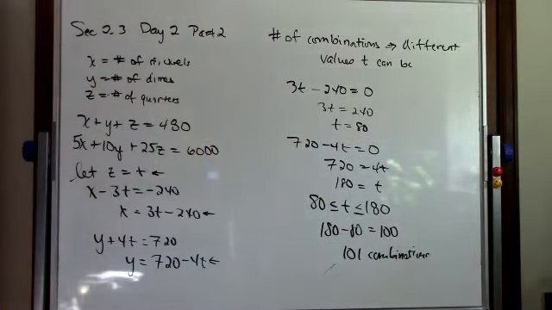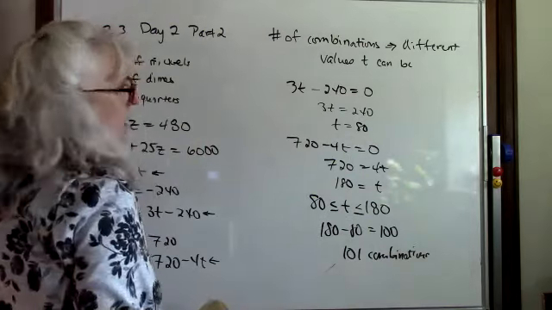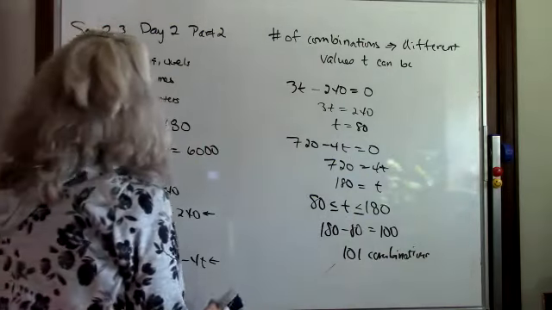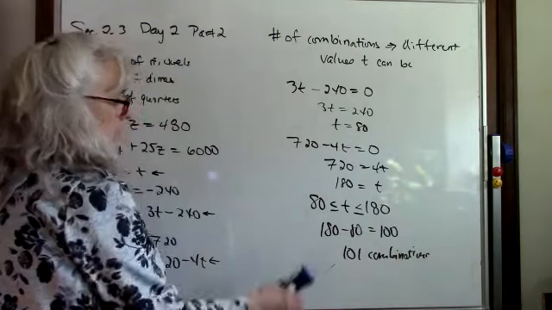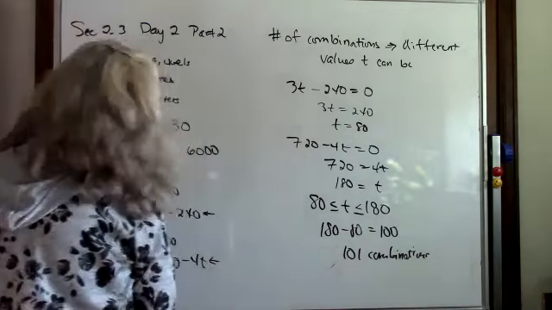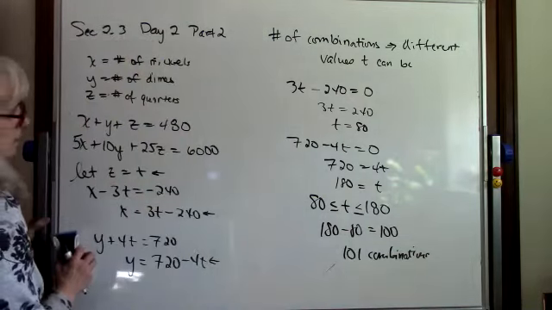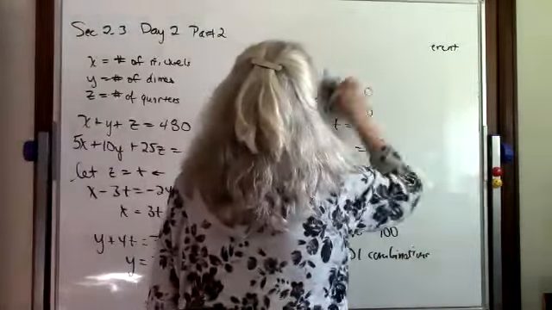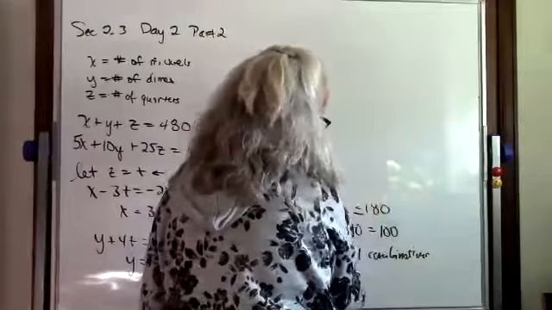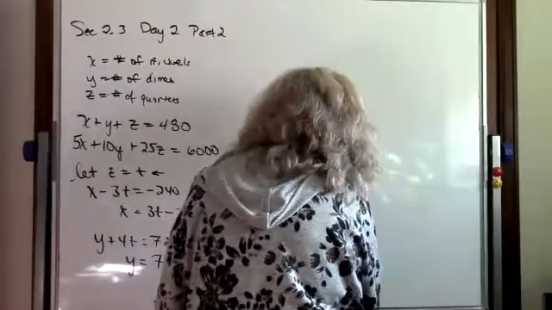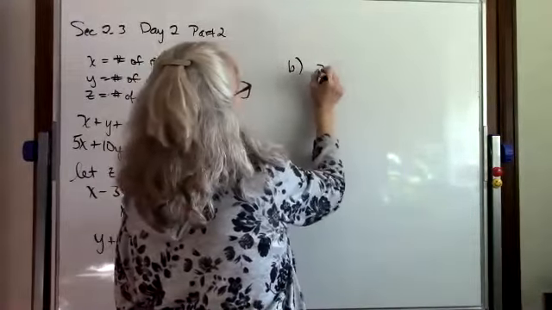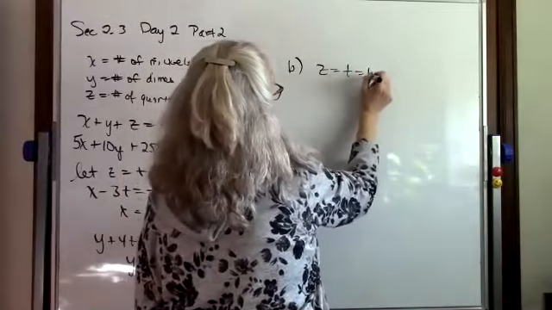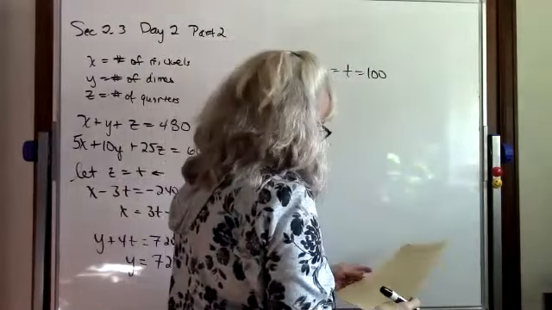Now, part B on the problem says, but we know that she's got 100 quarters. So that's T. So we know that T is 100. So then how many nickels and dimes? So for the second part, they're coming in and picking a specific number of quarters. So then we can figure out the nickels and dimes. So part B, T is equal to 100.